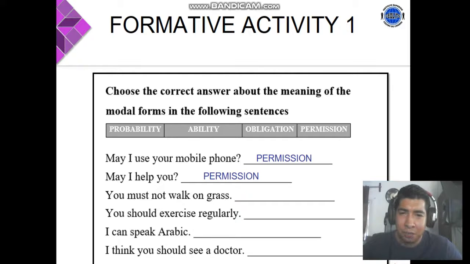That's permission too. Next one says, you must not walk on grass. No debes caminar sobre la hierba o sobre el césped. You must not walk on grass. So what do you think that is?